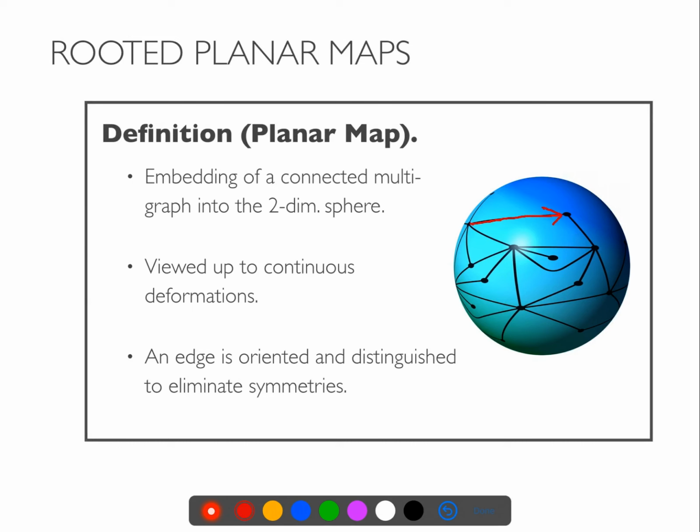When drawing a planar map, we may either draw it on the sphere or in the plane by applying a stereographic projection. Since we are only interested in embeddings viewed up to continuous deformations, we may take some liberties in choosing the coordinates. For example, we may tell Mathematica to choose the coordinates according to some spring electrical embedding instead of placing them on the sphere. This was done in the illustration we saw on the first slide.